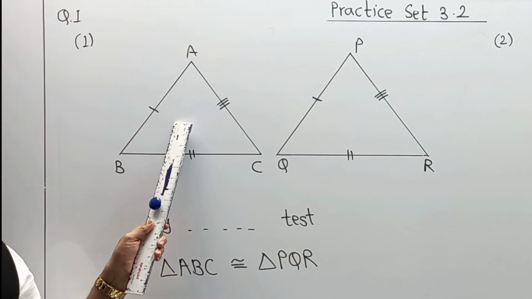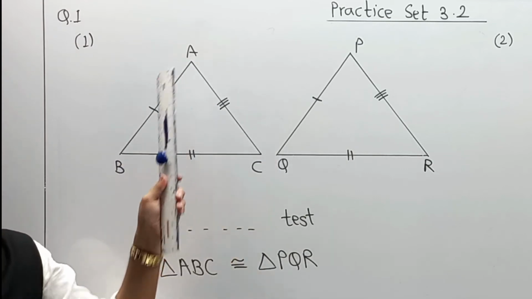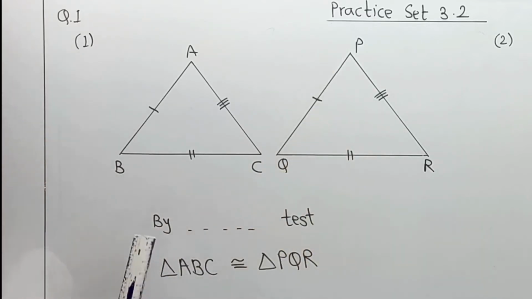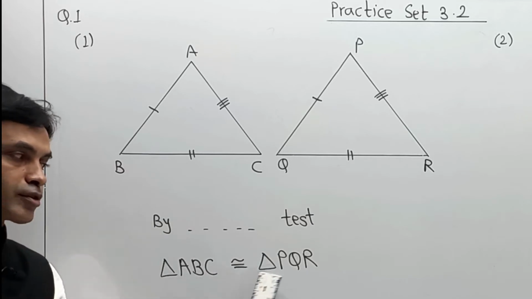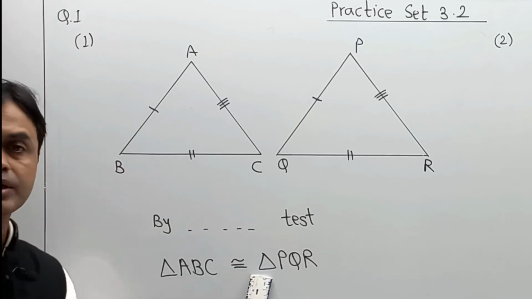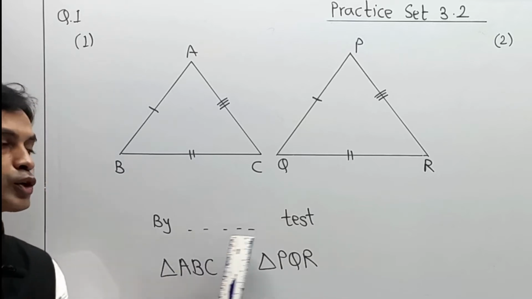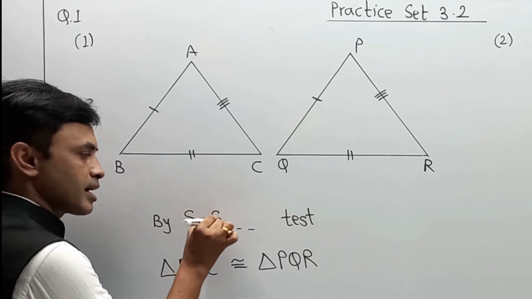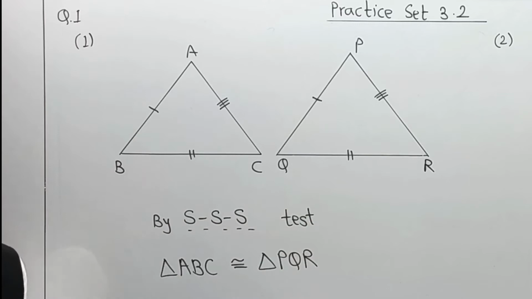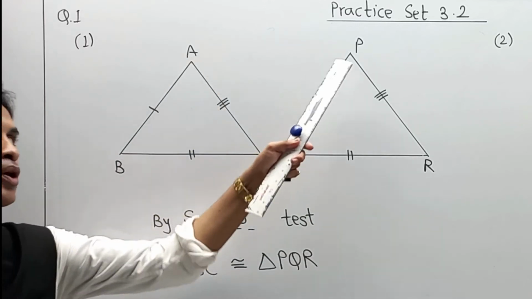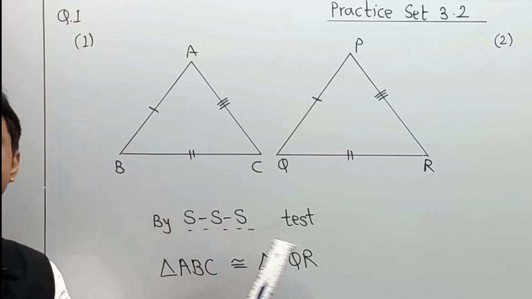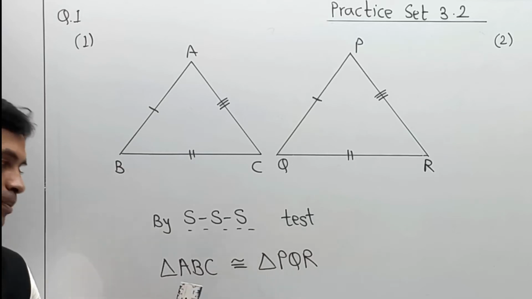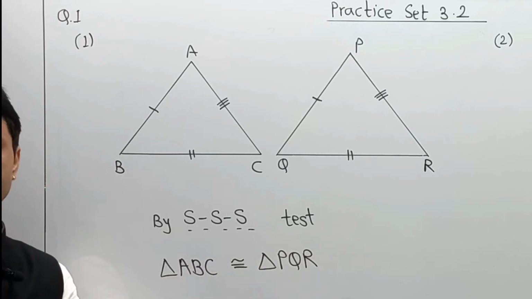Naturally, all the three sides of the first triangle, triangle ABC, are congruent with all the three sides of the second triangle, triangle PQR. Therefore, triangle ABC is congruent to triangle PQR by which test? Naturally, this test is nothing but the side side side test of congruency, or you can say the SSS test of congruency, by which triangle ABC is congruent to triangle PQR.